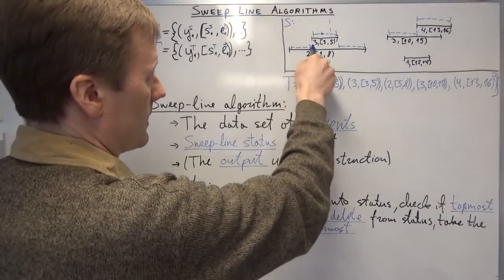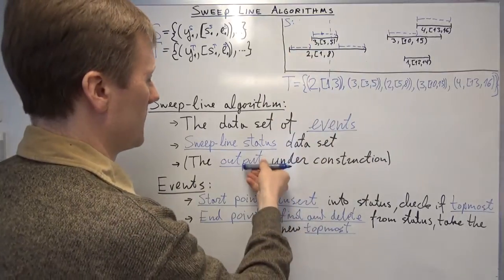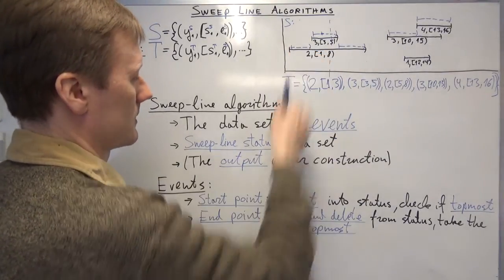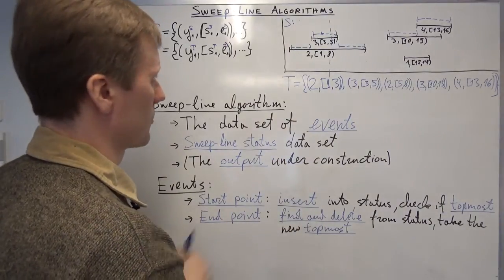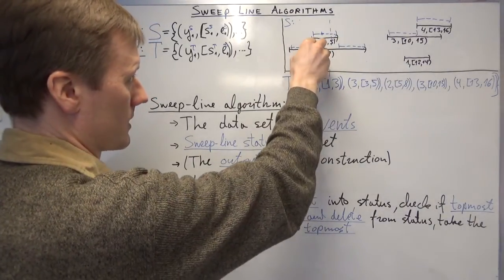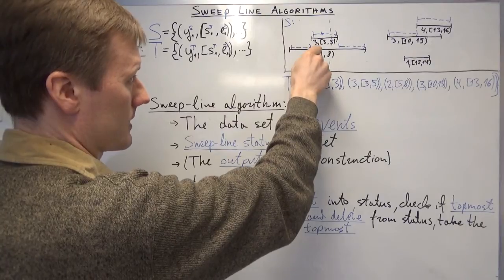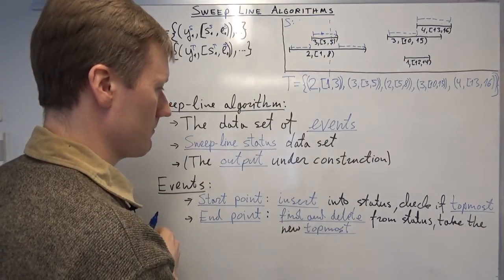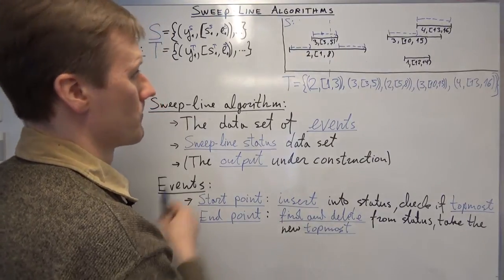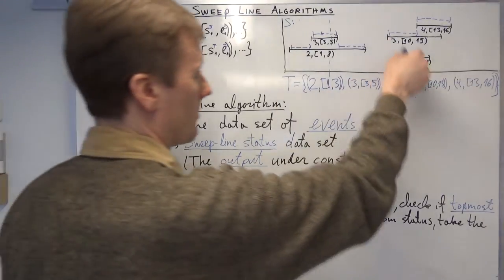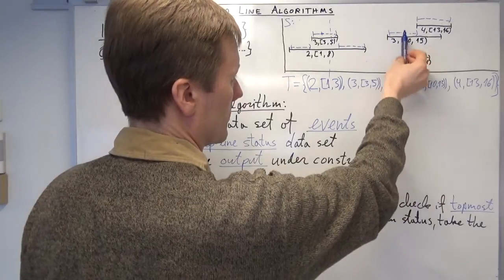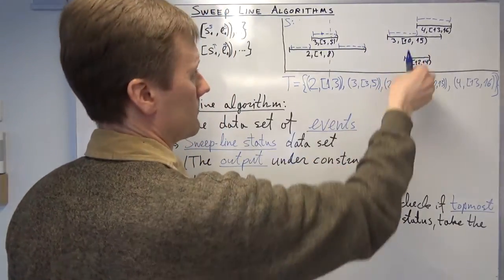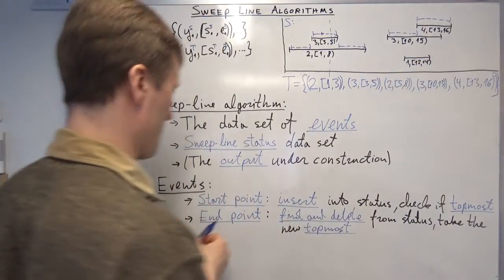And then possibly update the last existing interval in the output to show that now this interval ends here, and now we insert a new interval, this one. If the interval is not the topmost, we just insert it into the sweep line status and we do not have to update our output, like in the case of this interval.